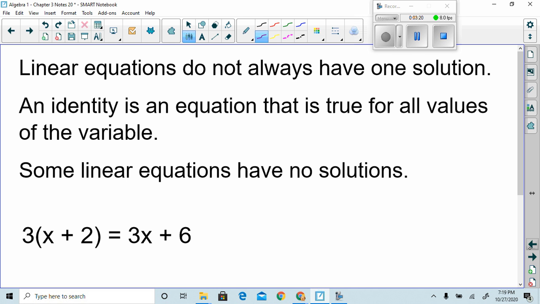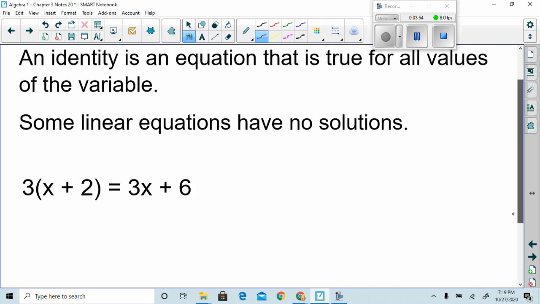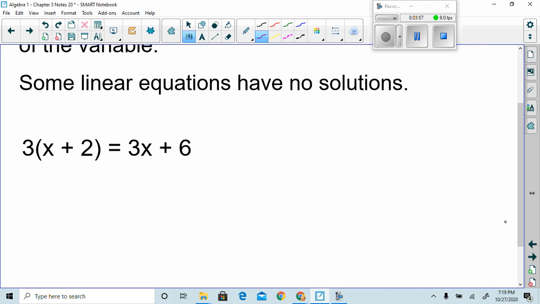Linear equations do not always have one solution, but in our experience in class so far, we've only come across equations with one solution. Today, things are going to change. We're going to encounter identities, and in an identity, we're going to find out that there could be any value for x that will make the statement true. There'll be other equations that we'll encounter where there will never be a value for the variable that will make it true, and those are the no solutions. So let's take a look at some of those possibilities.